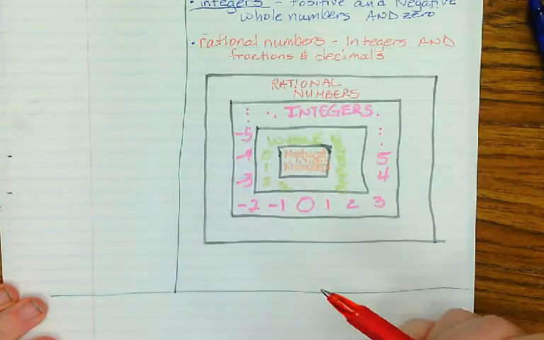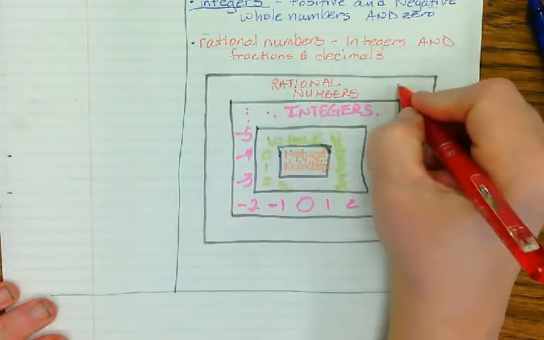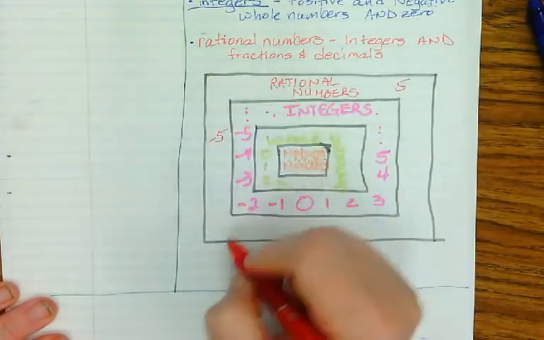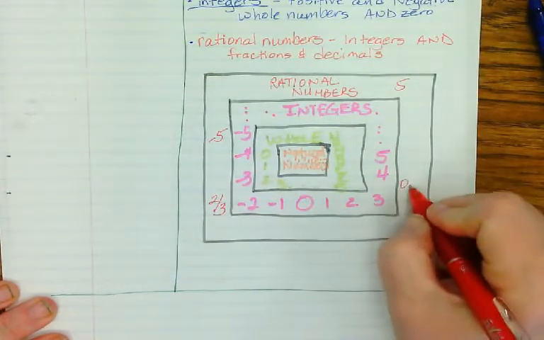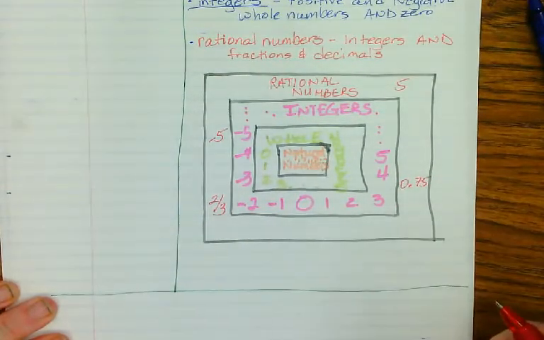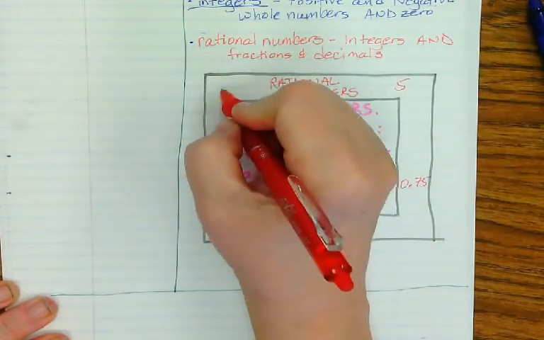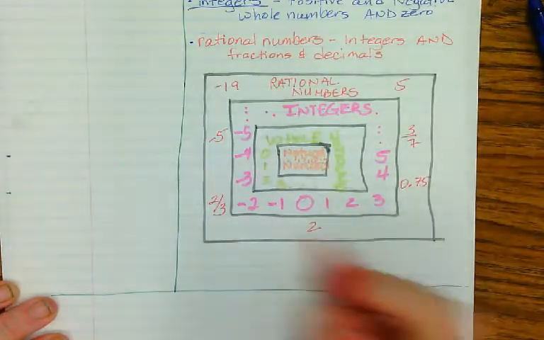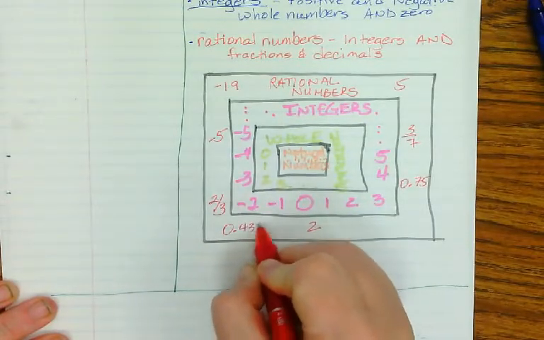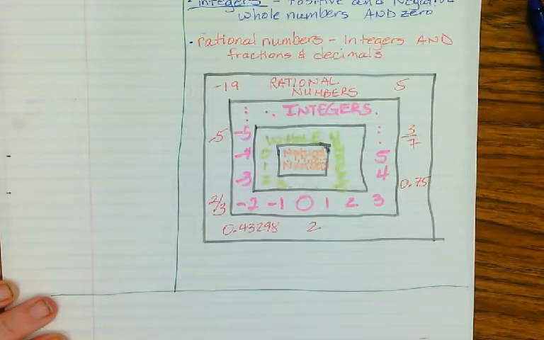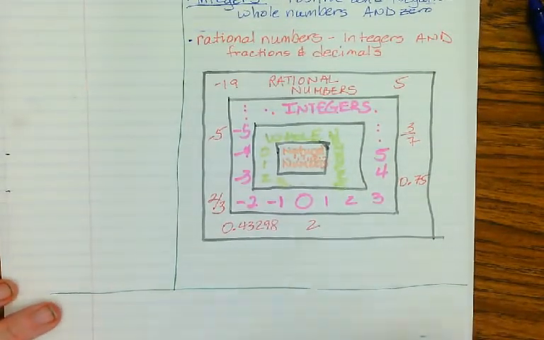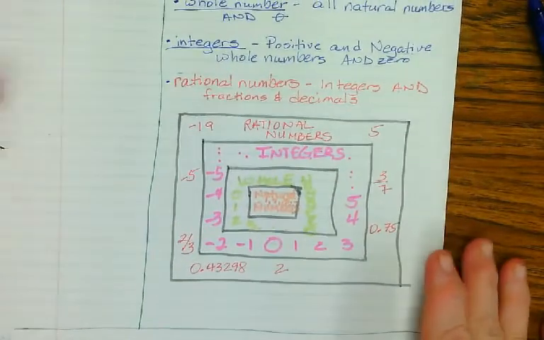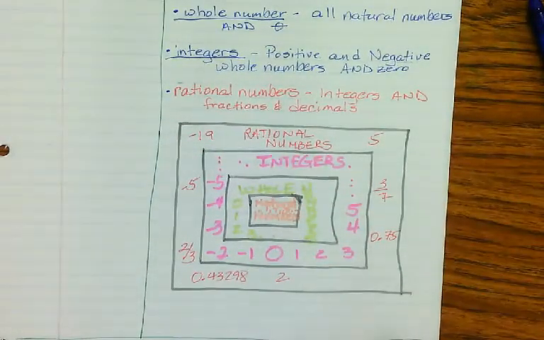So rational numbers, that would include 5, -5, 2/3, 0.75, okay, all of those numbers, 2, -19, 3/7, 0.43298, okay, those are your rational numbers. So it's important that you understand how these are put together. That's pretty much all there is for lesson 1.